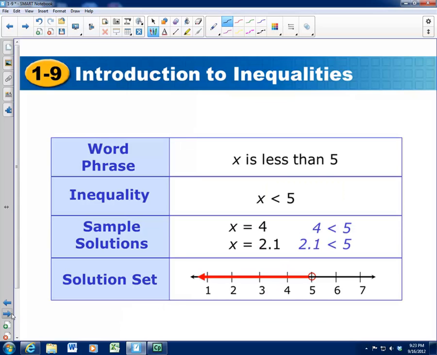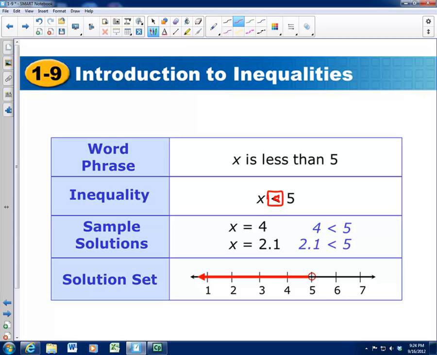All right, let's take a look. Okay, you don't have to write this one in your spiral. This is just to show you what I'm talking about. The word phrase here says x is less than 5. And then we have our inequality right here, x < 5. Notice your alligator. I call it an alligator because that's what most of you are familiar with: if you were to draw teeth on here, it would look like an alligator mouth eating the 5, if you will.